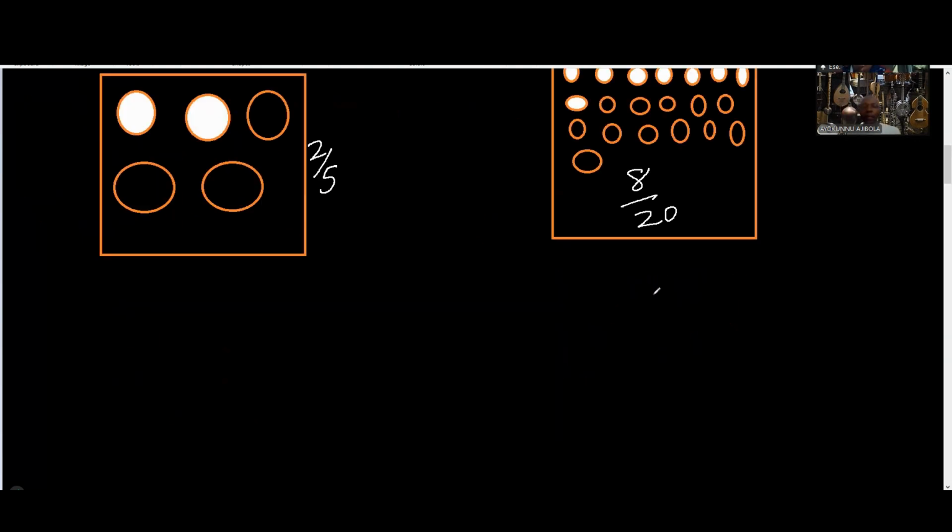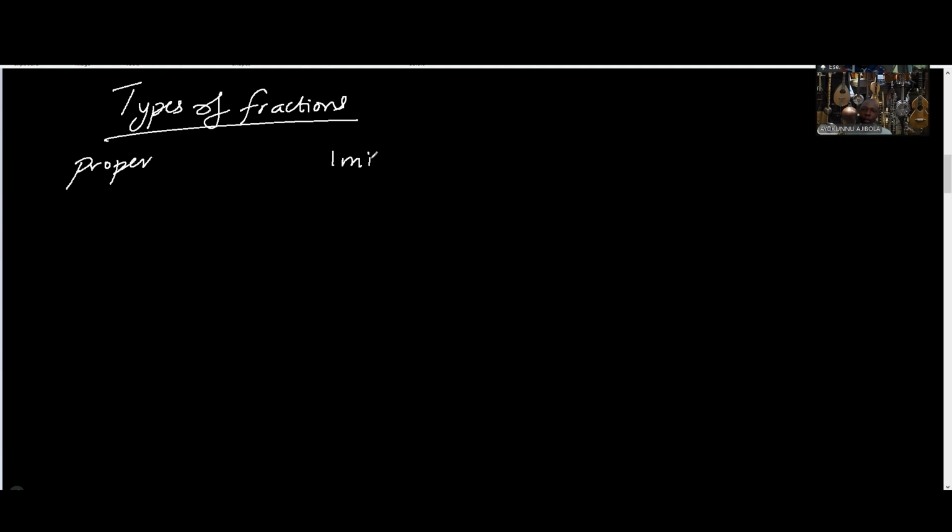Okay, now we've seen how to attempt questions with that. But let's move to what we call types of fractions. Types of fractions. Now, we have proper fractions, improper fractions, and mixed fractions or mixed numbers. Proper, improper. That's opposite words, okay? Improper means something that is not proper. Proper means something that is okay.